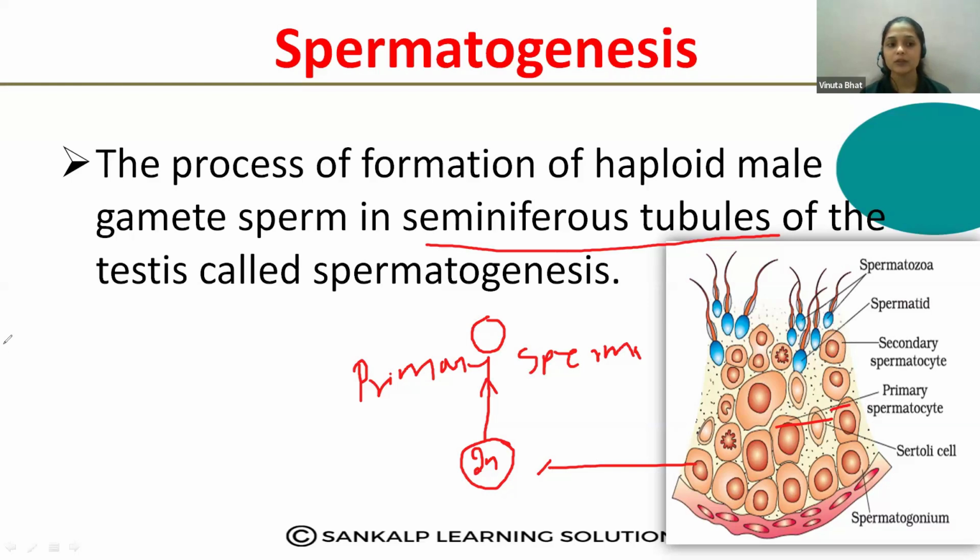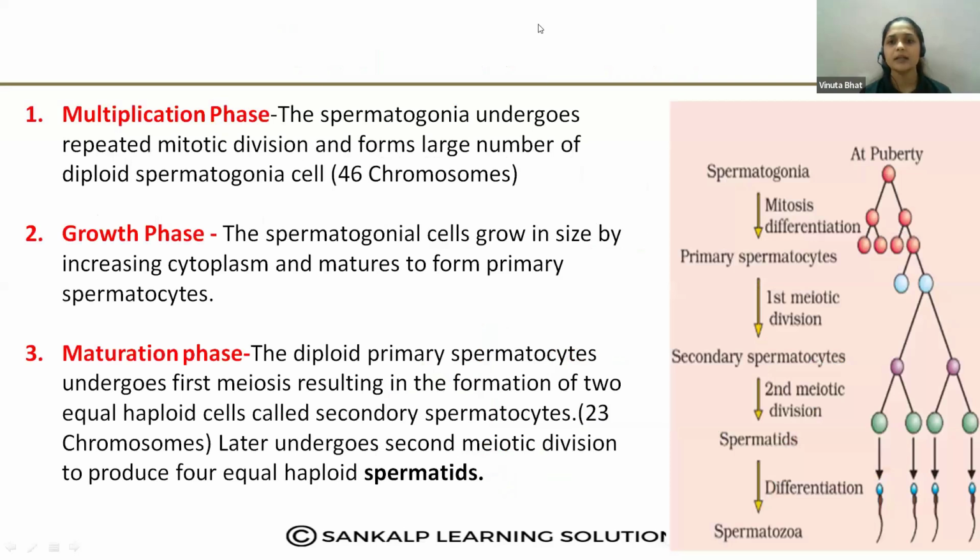In the spermatogenesis, we can observe three important steps. The first step is the multiplication phase, the second is the growth phase, and the third is the maturation phase.